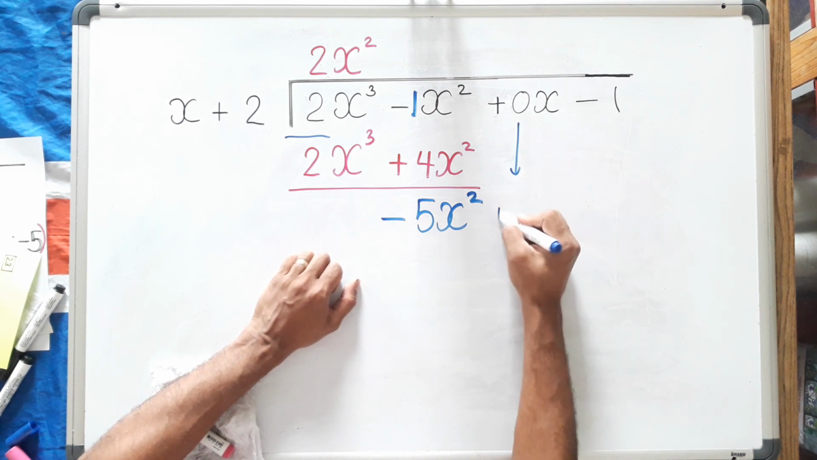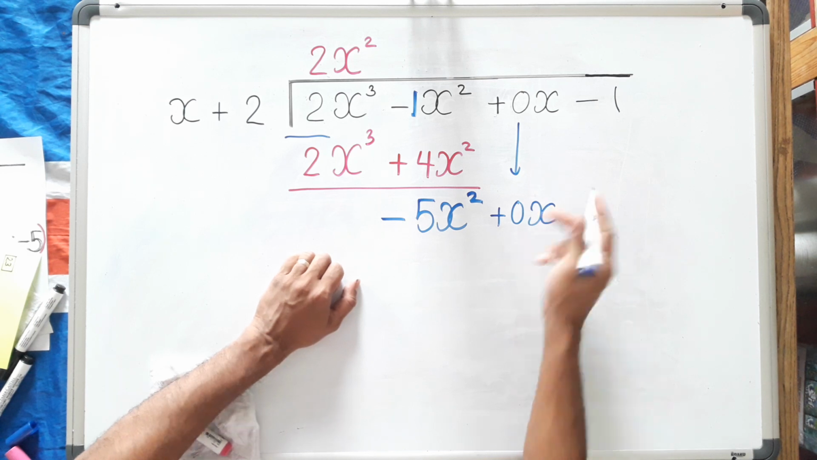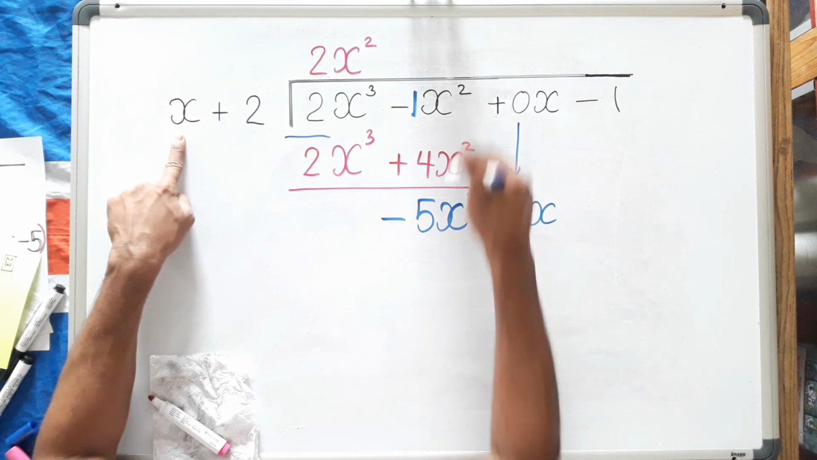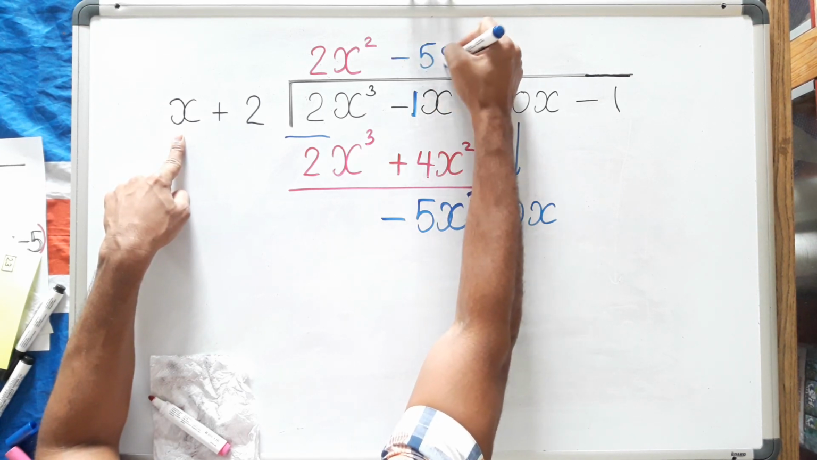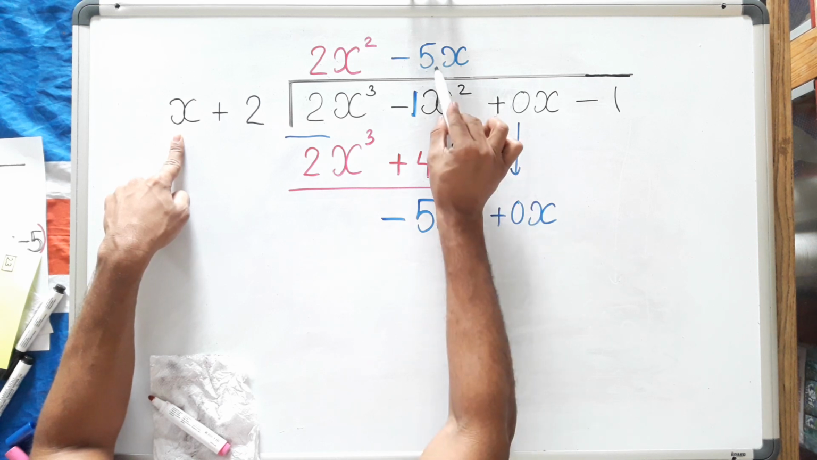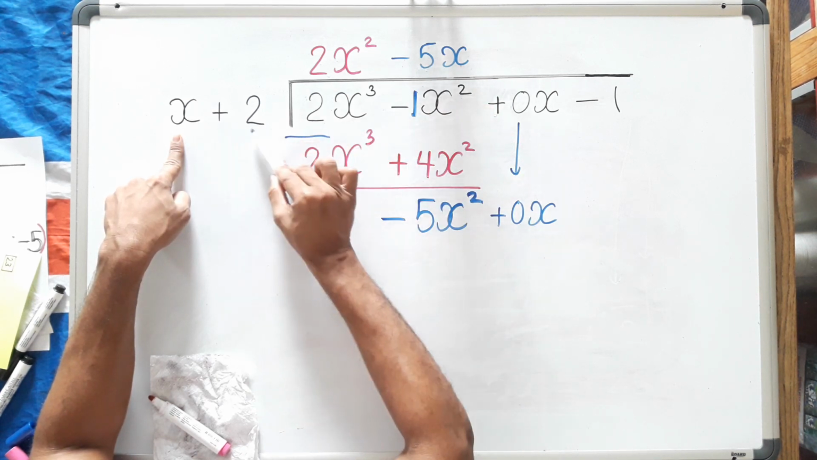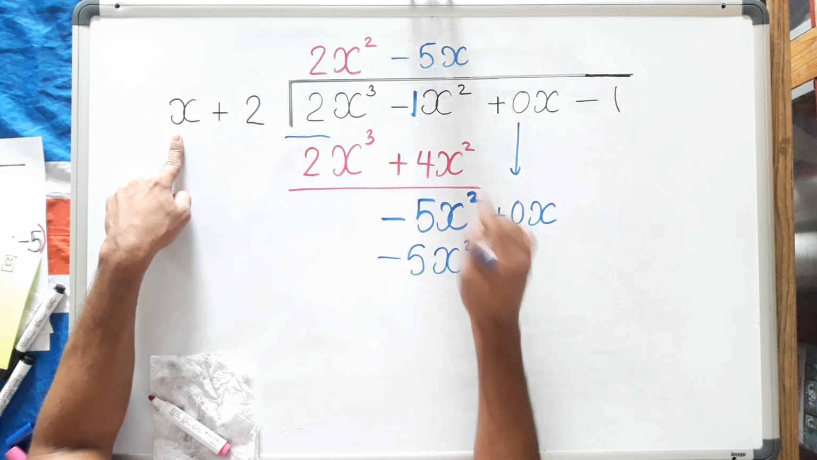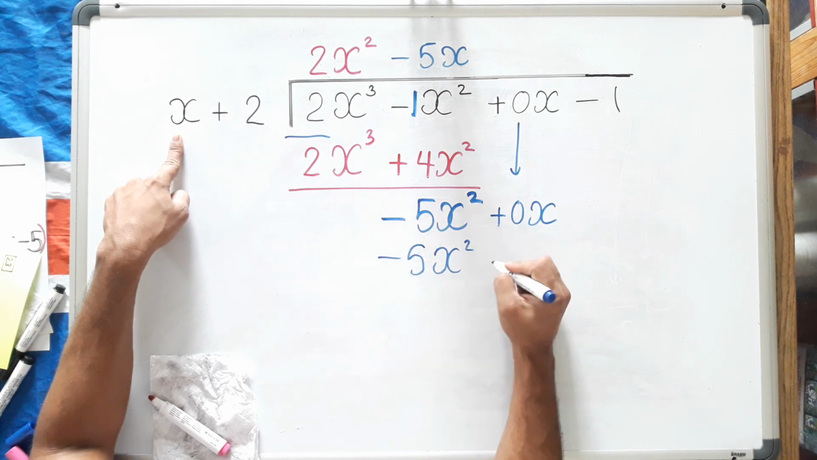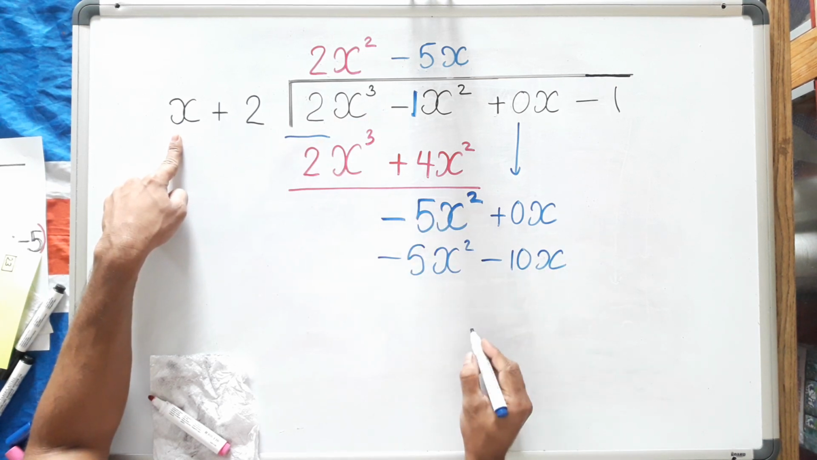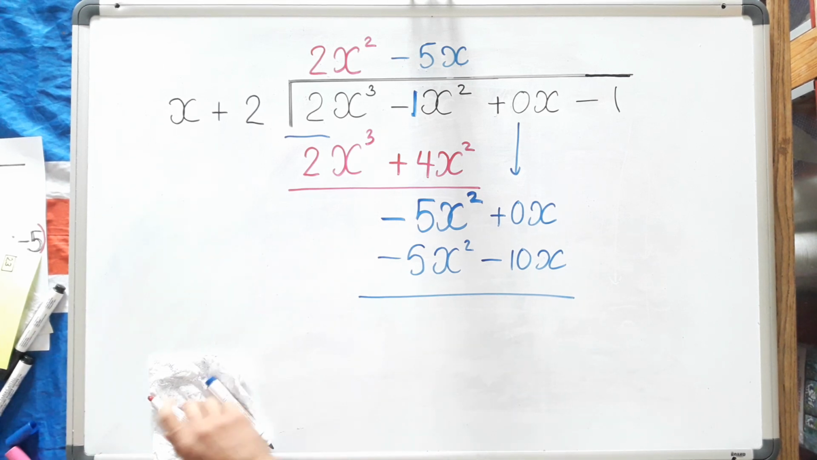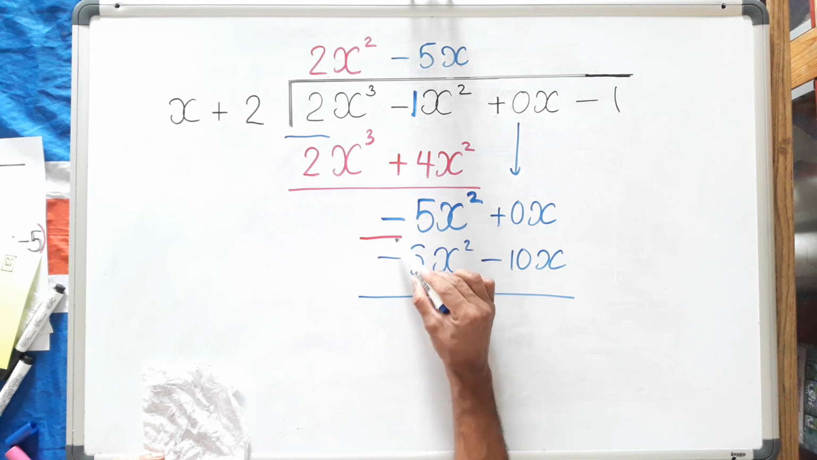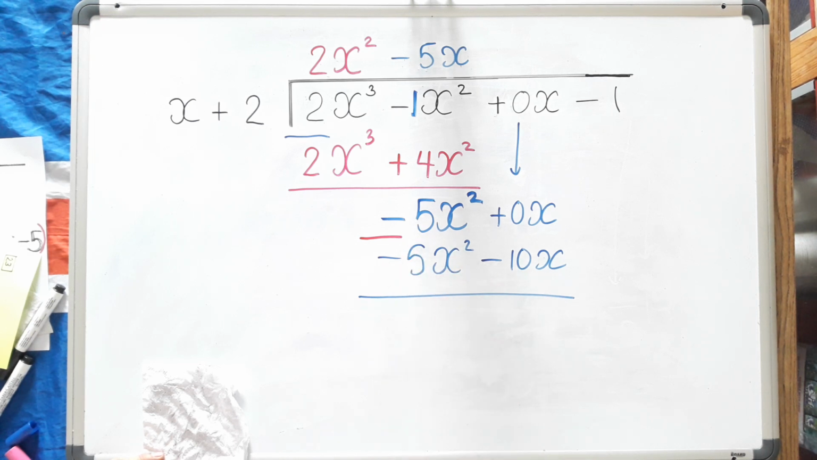The 0x drops down and joins the party. Repeat the procedure. Minus 5x squared divided by normal x is minus 5x. Minus 5x, the answer we just got, we have to multiply both of them. Minus 5x by x is minus 5x squared. Minus 5x by 2 is minus 10x. What do we need to do with both of these things? We need to minus them. Minus 5x squared minus minus 5x squared. Two negatives make a positive, so we get 0.